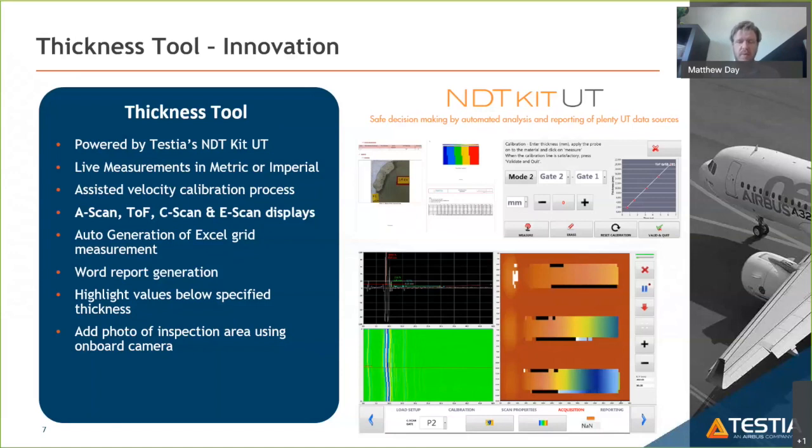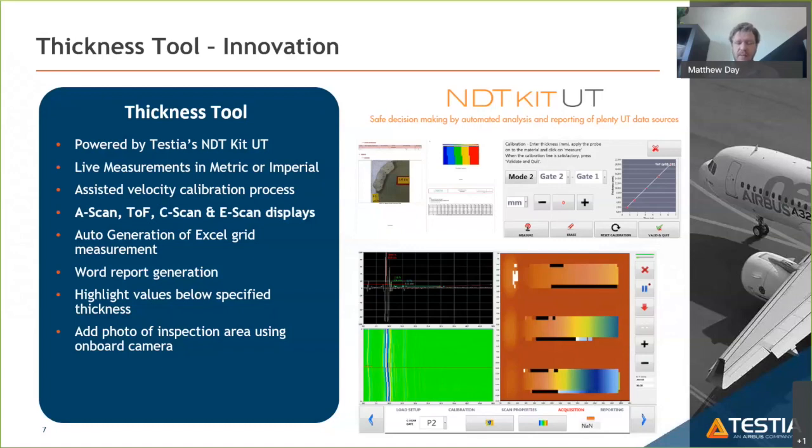Excel grid measurements are automatically generated, given a 10 by 10 millimeter representation, and also a Word report is generated. The Word report is Microsoft Office, an accepted, well-known format, easy to use, and used internationally. So there's no specific training for the post acquisition reporting.